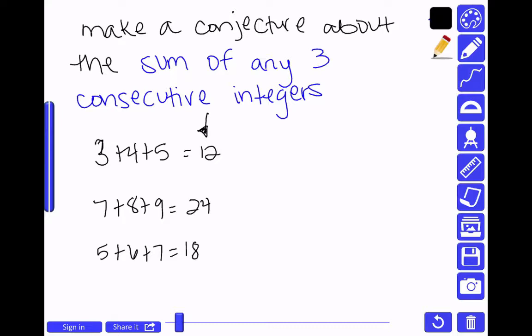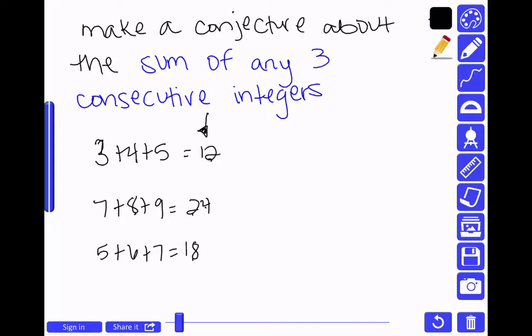All right, so what I'm noticing is that all 3 of these are multiples of 3. If I multiply 4 times 3, I get 12. If I multiply 8 times 3, I get 24. And 6 times 3, I get 18. So I wonder if the sum is going to be equal to the middle number times 3.